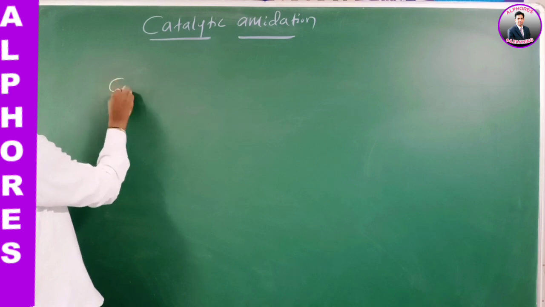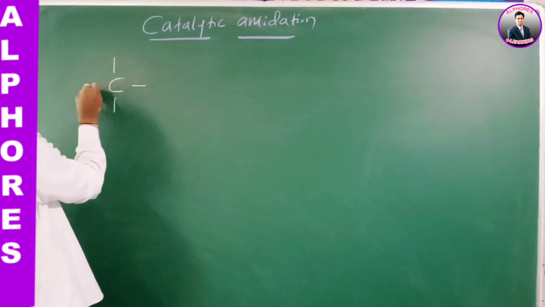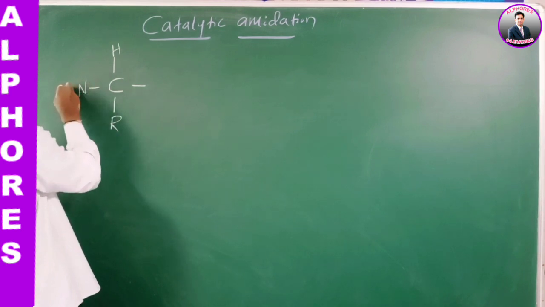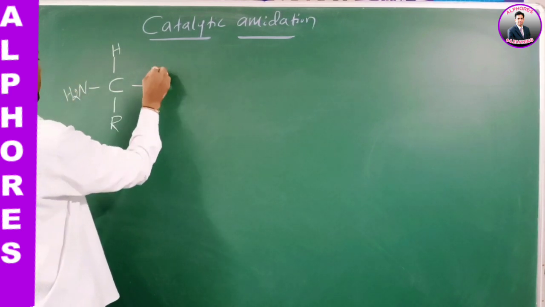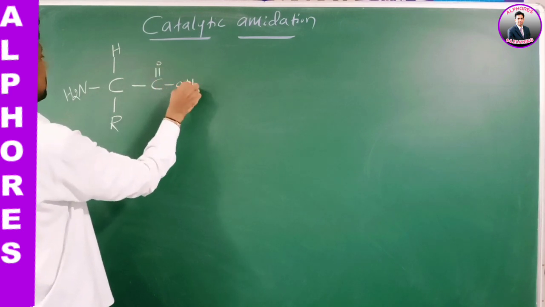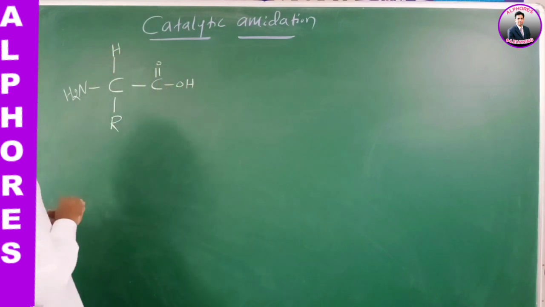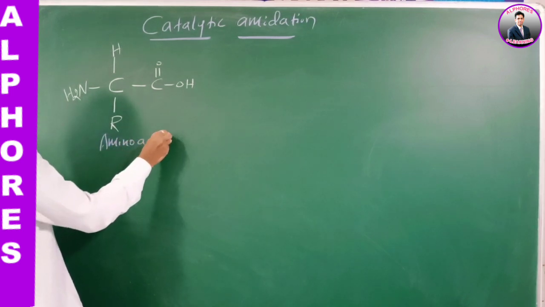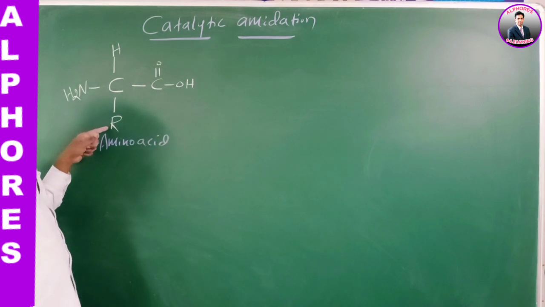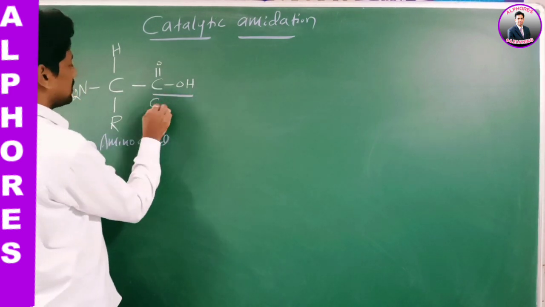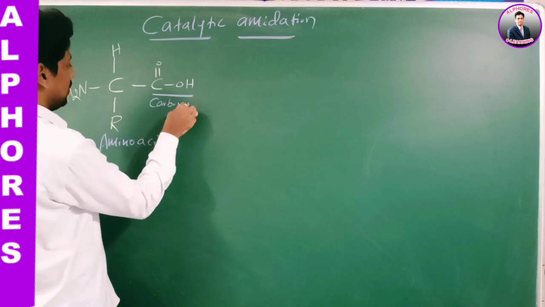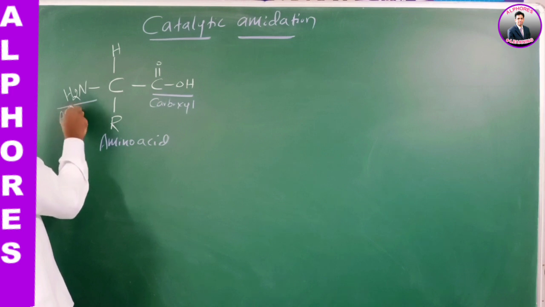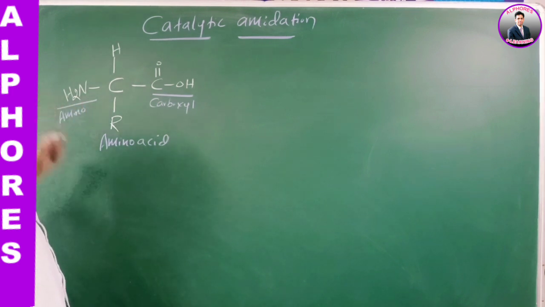See here, sir, what is the general structure of an amino acid? This is the general structure of amino acid. In this amino acid, this is the alkyl group, the variable group. This is the carboxyl group, right? Whereas this is what, sir? This is the amino group.